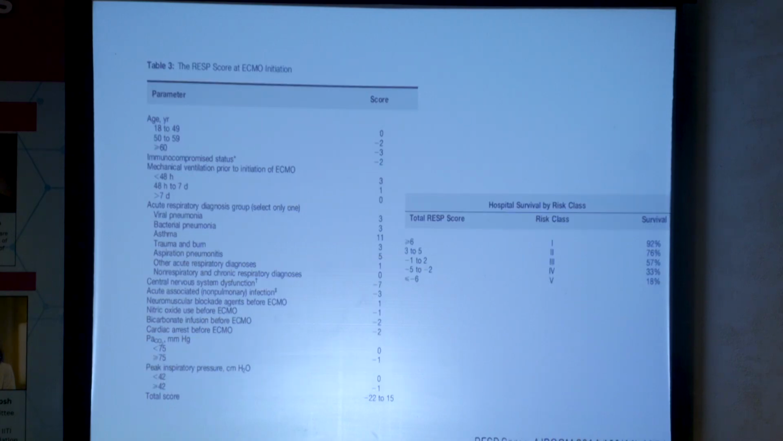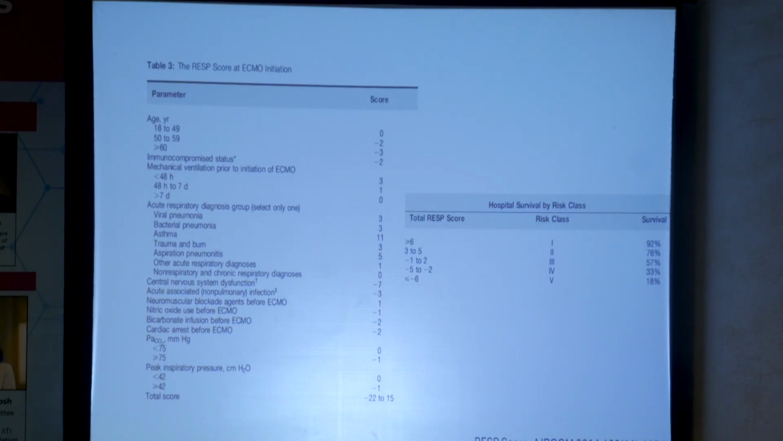There are risk scores. This is something called the RESP score, which was made by looking at past ECMO patients from the ELSO registry and seeing what they get points for and not. You can get a version of this on your iPhone or your smartphone. You can see there are positive and negative score elements. The -7 there is for CNS dysfunction. -3 is for age greater than 60.